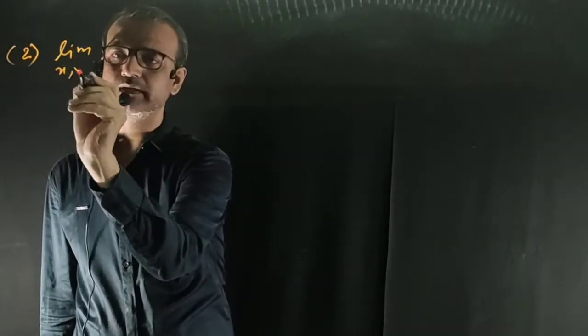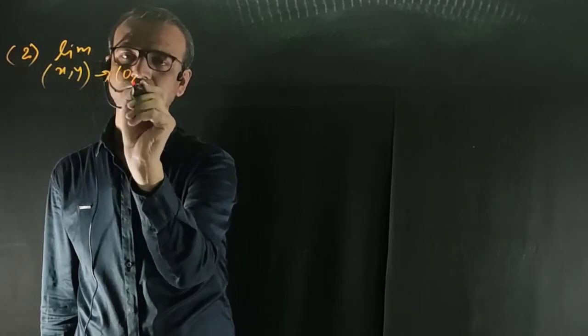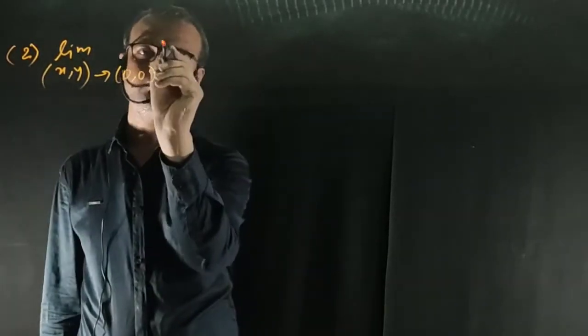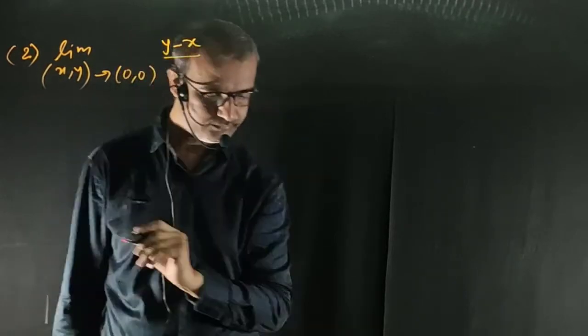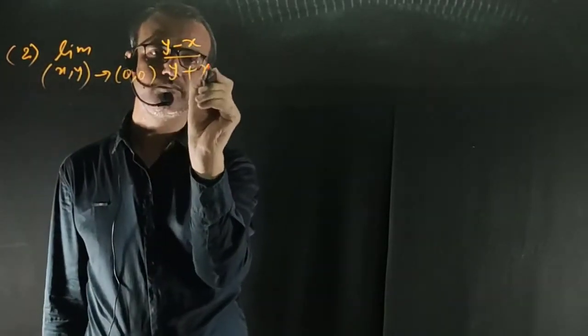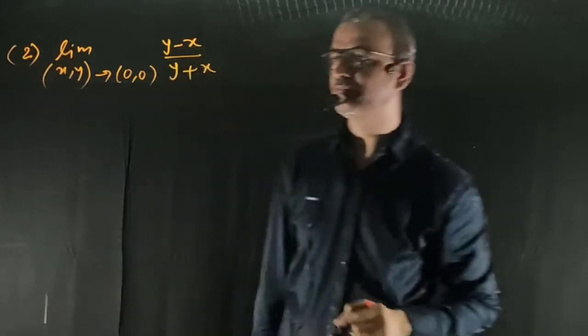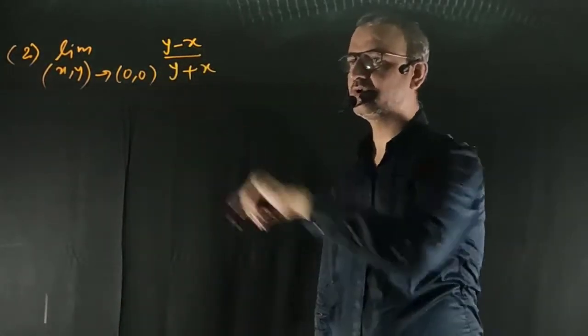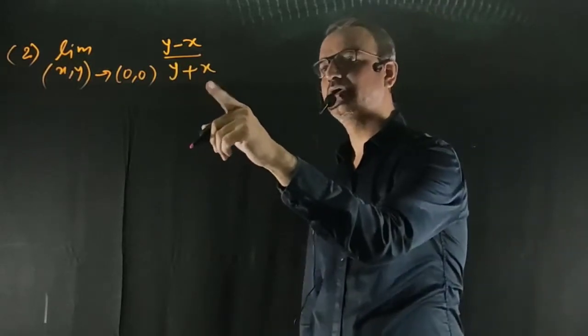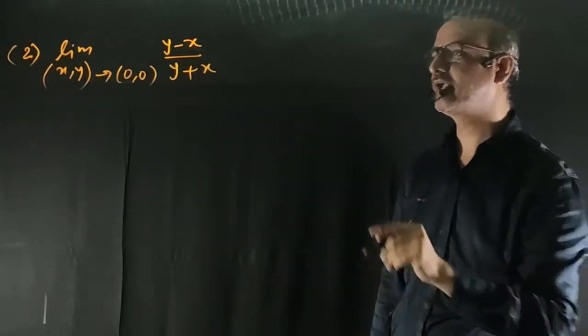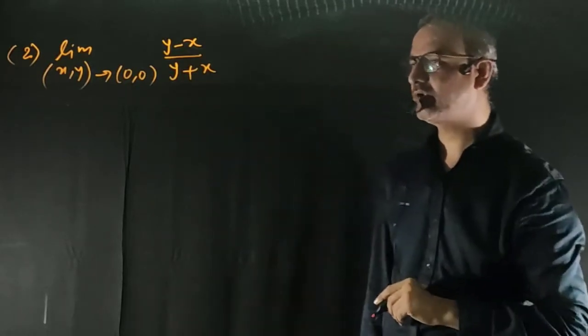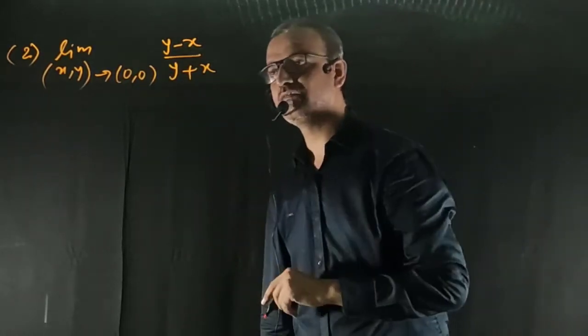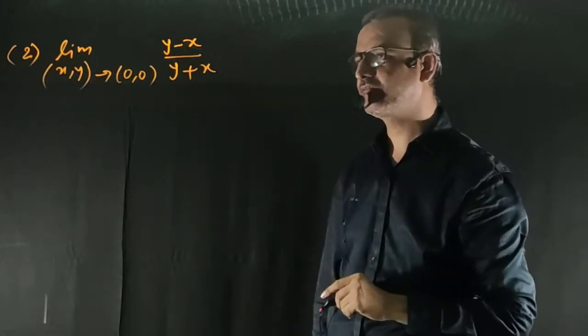Okay, now we will see second example. Evaluate the limit of the function limit (x, y) tends to (0, 0) of (y minus x) divided by (y plus x). Now we have to evaluate the limit of this function. If we put x equals to 0 and y equals to 0 in the denominator we will have 0. So we cannot directly put the value of x equals to 0 and y equals to 0.